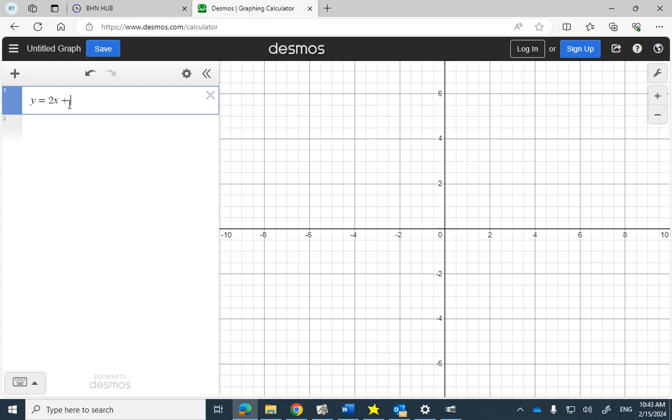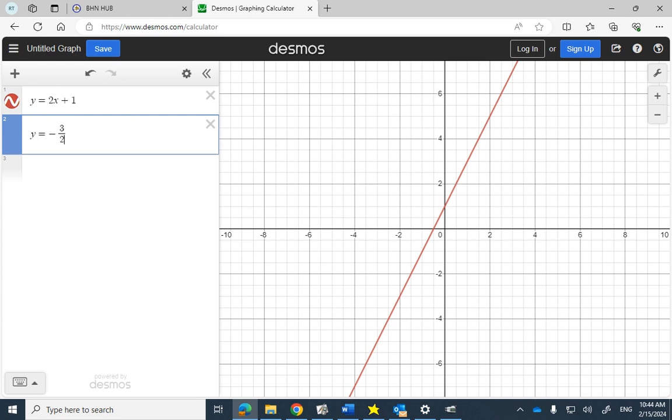And the second one was y equals -3/2x minus 6. And then you can click on the point, you see? And it's got it right there. So great for checking answers, great for seeing what's going on.